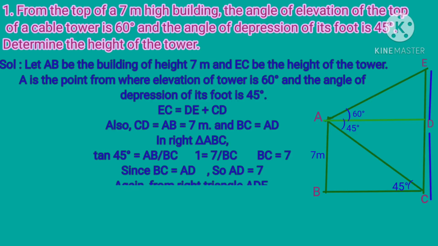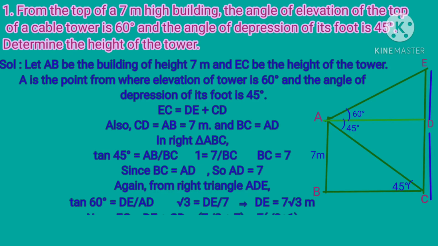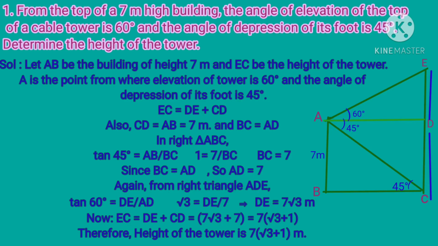So in right angle triangle ABC, AB by BC is equal to tan 45 degrees. So put the values here. Tan 45 is 1, equal to AB, which is 7, by BC. So we will get BC equal to 7 meters. Since BC is equal to AD, it means AD is also 7. Again from the right angle triangle ADE, tan 60 degrees is equal to DE by AD. So root 3 is equal to DE by 7, which implies that DE is equal to 7 root 3 meters.